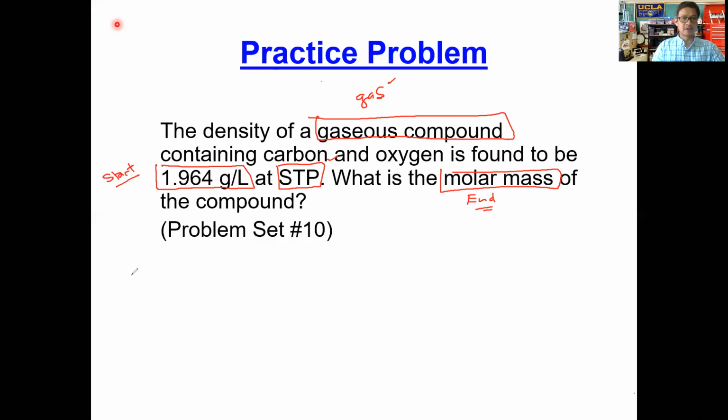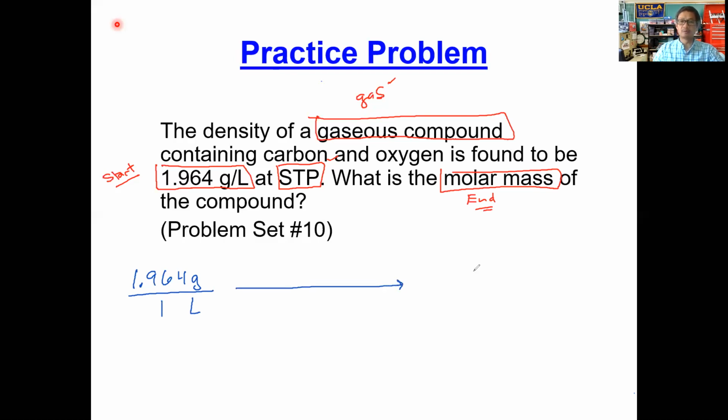What we start out with is 1.964, and this is grams, and I would suggest you write it out this way: grams over liters. Remember, density is always going to be a unit ratio, so it's always going to be some number over 1. So write it out that way. And that's what we're starting out with.